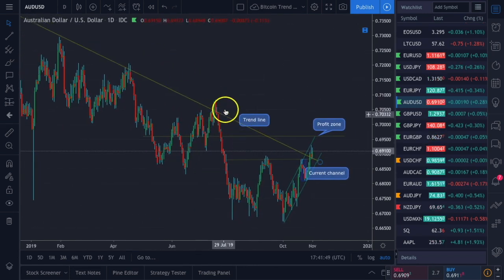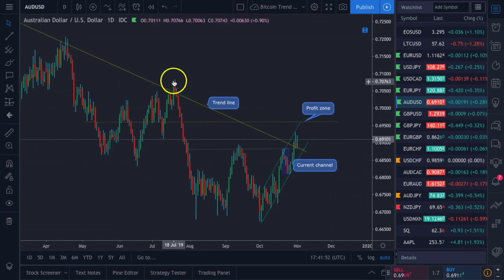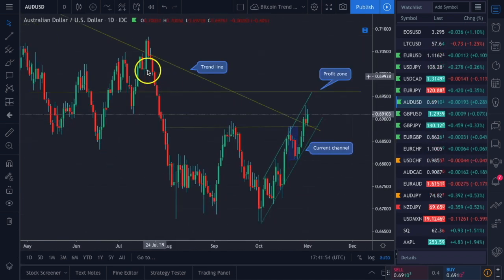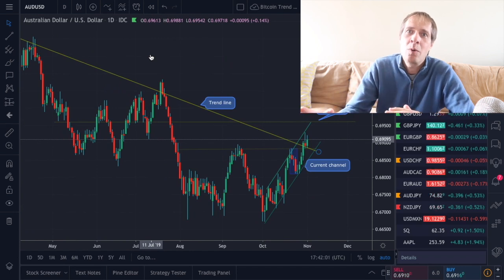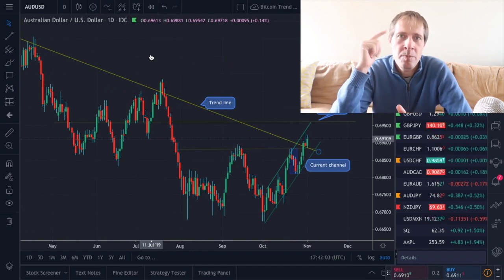You can see in this area right here, it did not hold. It did close above it. It closed above it, but then the following day, it closed back down. So that was a fake out, right? Trading is not black and white. It's not so easy. You have to be prepared.